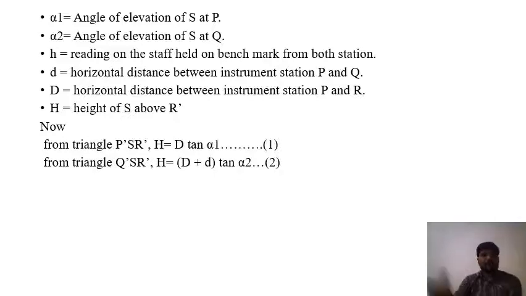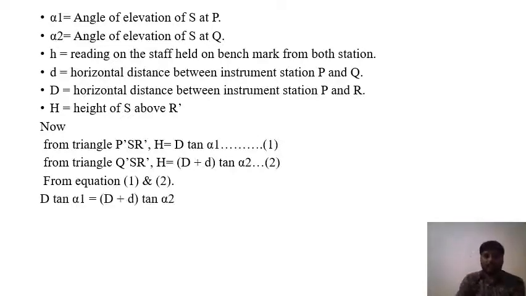So now again, the second triangle QSR, is equal to H. Now it is D plus small d tan alpha 2. So from equations 1 and 2 we can get that D is equal to... both equations are similar, because both things are in a straight line. Both axes are at the same level, so we can write this equal to this one, because both are in the same vertical line.